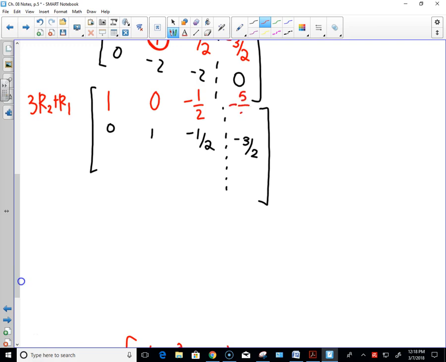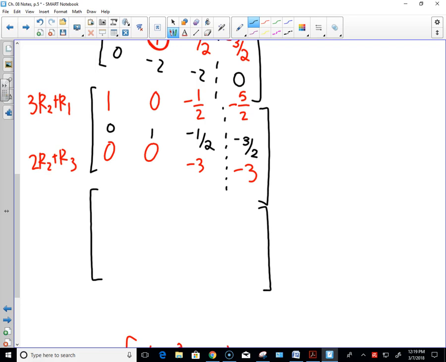Check that you got it right. You could have written it off to the side. Why is she doing positive 2 R2? There was a negative 2 in R3. I think it's good. Let me see your work.